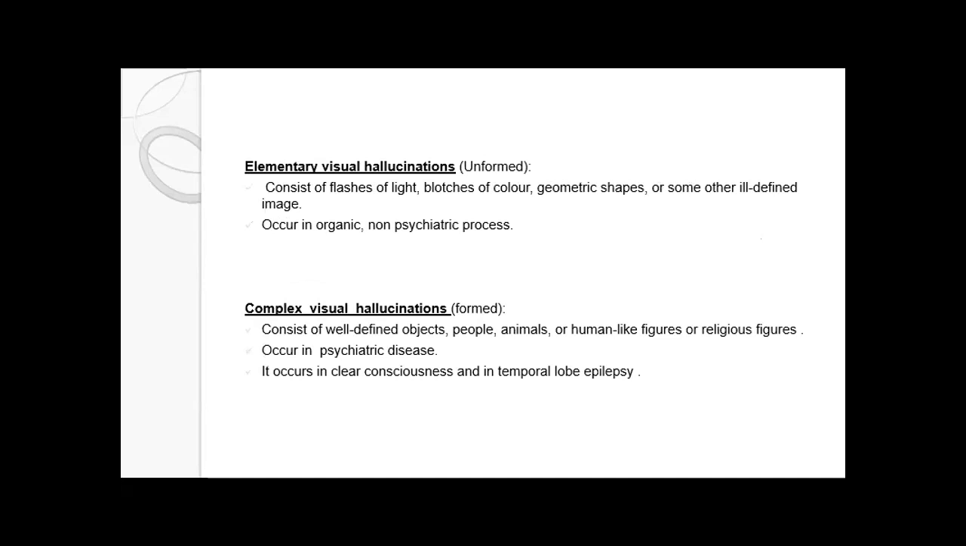First is elementary visual hallucination. Again, they are unformed. These consist of flashes of light, blotches of color, geometric shapes, or some other ill-defined images. These occur in organic and non-psychiatric processes. Then complex visual hallucination consists of well-defined objects, people, animals or human-like figures, or religious figures. These occur in psychiatric illness and occur in clear consciousness and in temporal lobe epilepsy.